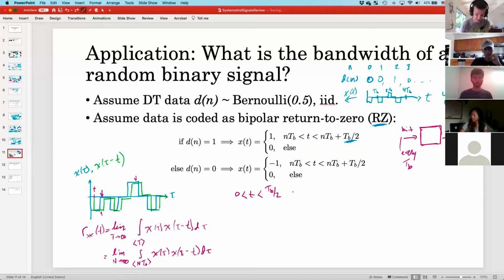So in this case, this means that each TB contributes how much area? And I'm talking about area under the product, x of tau with x of tau minus t. Well, it's a height of 1, and it's a width of, I think it's TB over 2 minus t. So it's a height of 1, and the width is TB over 2 minus a shift.